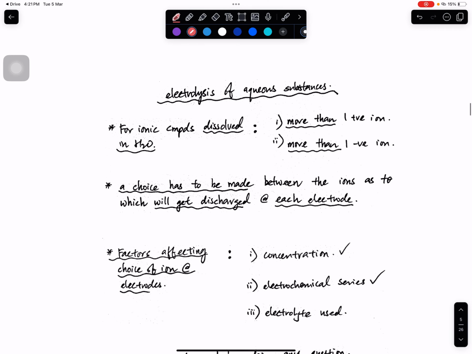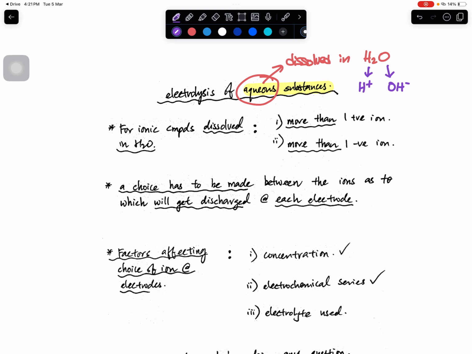What happens now if, let's say, I'm trying to do electrolysis for something that's aqueous? What aqueous actually means is that the substance is dissolved in water. So this complicates things a little bit. Why? Because water dissociates into H plus and OH minus. So because of that, there are multiple ions to consider. So what you need to do here is make a choice between what gets discharged at the electrode.